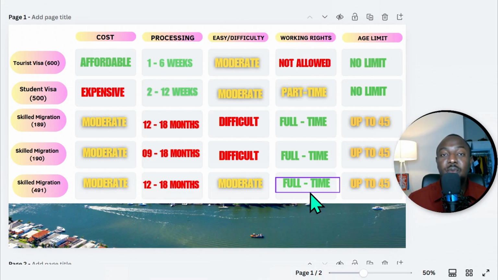Work rights, you are working full-time, but this time around you have to stick to a regional area to live and work for at least 3 years before you apply for your 191, which will be your permanent residency visa. So I'll say this visa is really good. If you're thinking of coming to live and work here, of course I'll highly suggest you target a regional area in Australia. The government has made it so people can move to the regional areas in Australia. Age limit, you have to be 45 and below to apply for this visa.